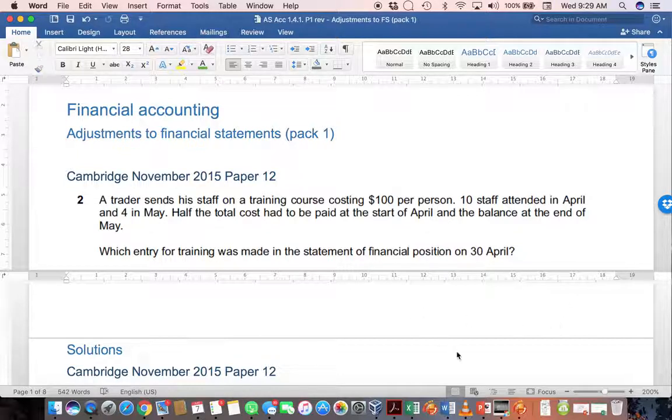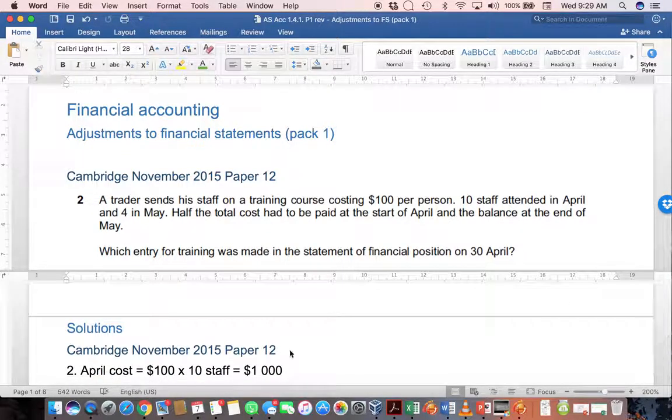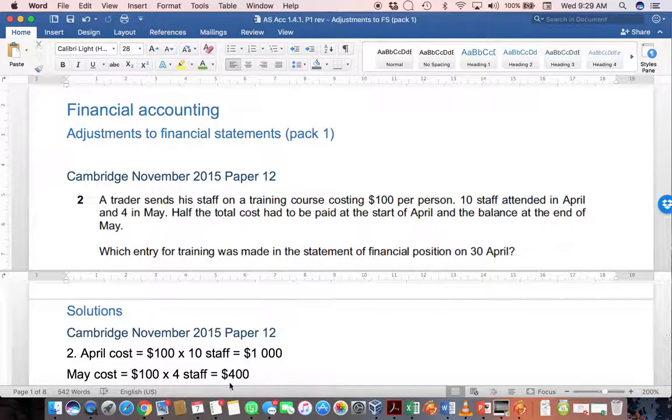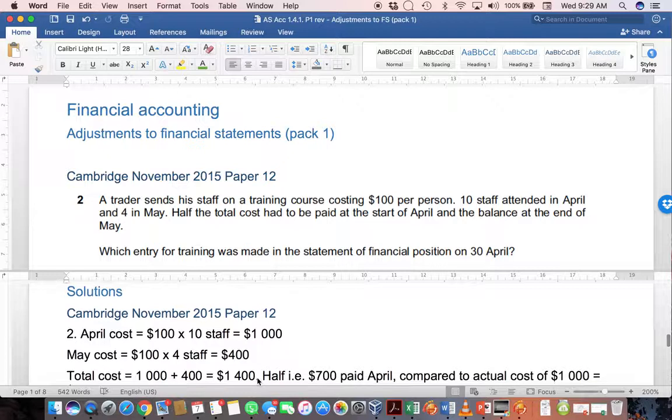What you need to do over here is start out by working out what the April cost should have been. $100 for 10 staff who actually attended is $1,000. Then work out what the May cost would be, which is $400, because you've got $100 times 4 staff members. This means that your total cost would be those two amounts added together, in other words, $1,400. It tells us that only half of the cost actually had to be paid at the start of April, so that would have been $700.